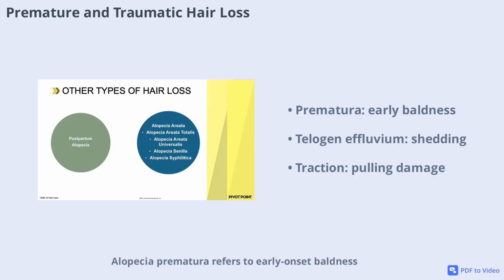Alopecia prematura refers to early-onset baldness, while telogen effluvium is premature shedding during the resting phase. Traction or traumatic alopecia results from repeated stretching or pulling of hair, often due to tight hairstyles. Recognizing these causes helps you advise clients on prevention and care strategies.